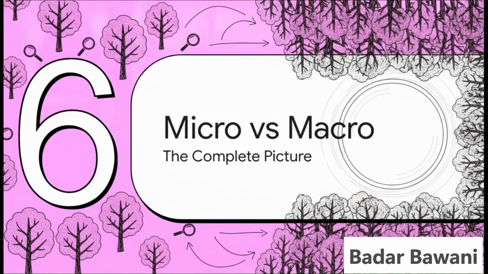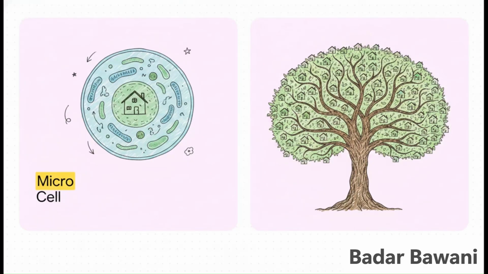And finally, Section 6. Micro versus macro, the complete picture. Because the reality is, you simply cannot understand the forest without the trees, nor the trees without the forest. So the crucial takeaway here is grasping the fundamental difference in their meaning. Microeconomics studies the behavior of an individual unit of an economy. Macroeconomics studies the behavior of aggregates, the economy as a whole. One is a singular cell, the other is the entire living organism.